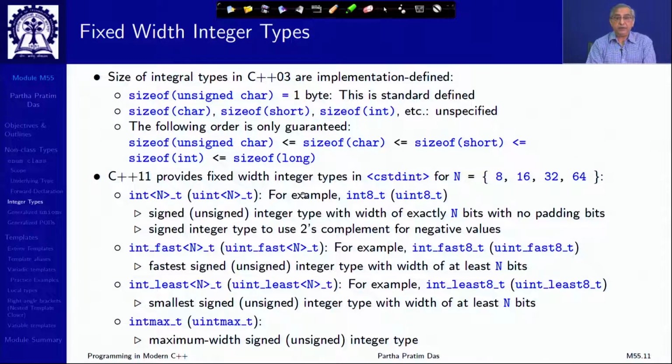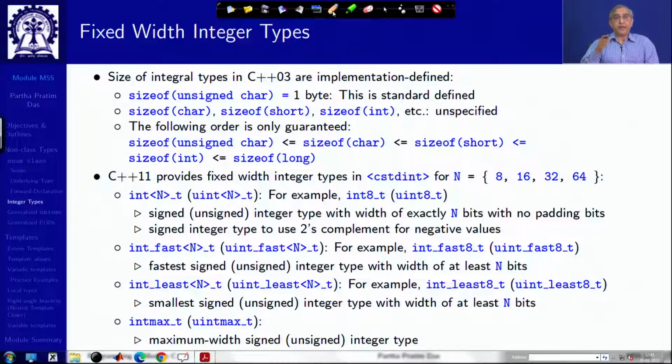The next feature is about the integer types. Now, as you know, we have different integral types in C++03. There is unsigned char, there is char, there is short, there is int, there is long, and so on and so forth, right. Now, if I ask you what is the size of say int, or char, or long, you will say that it depends on the implementation, because the standard has not defined what the size will be, right.